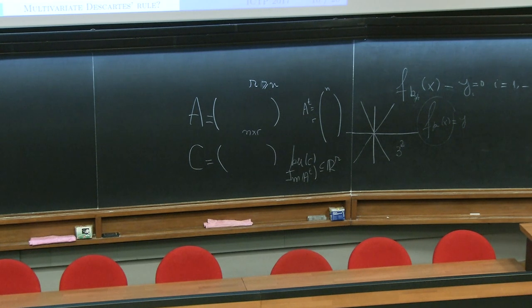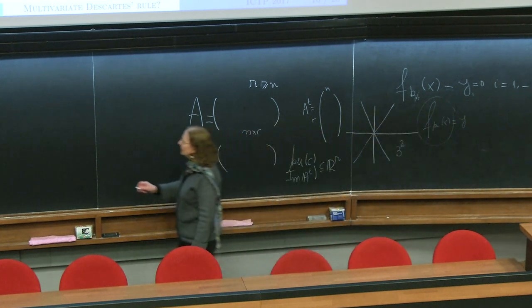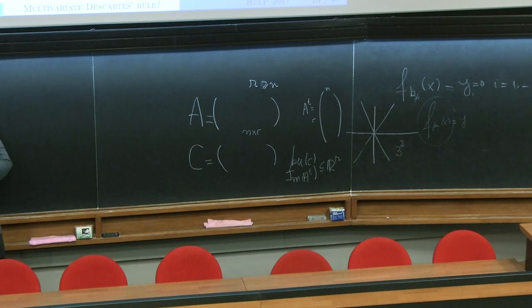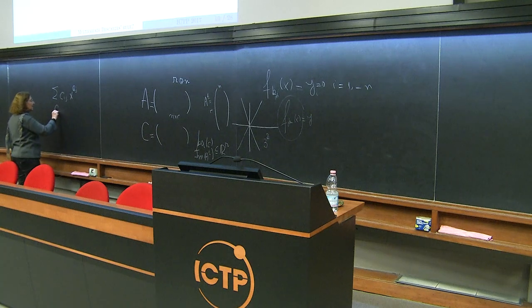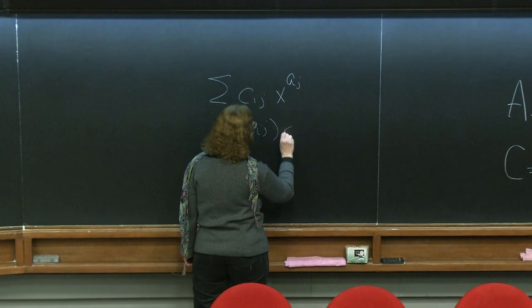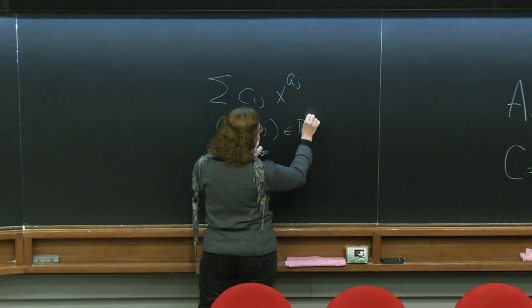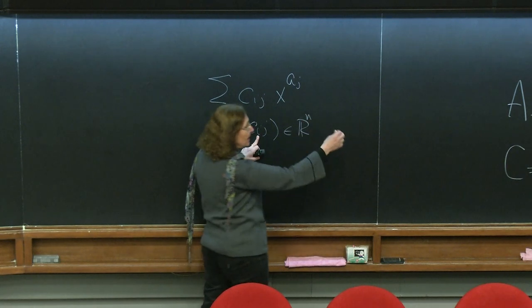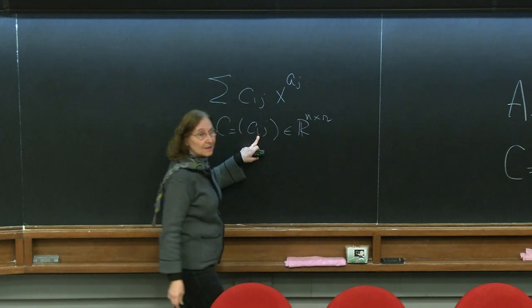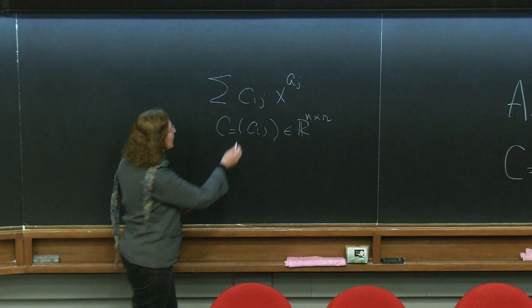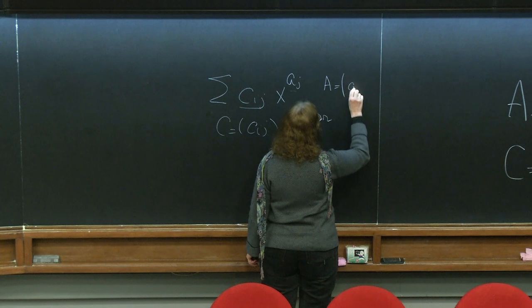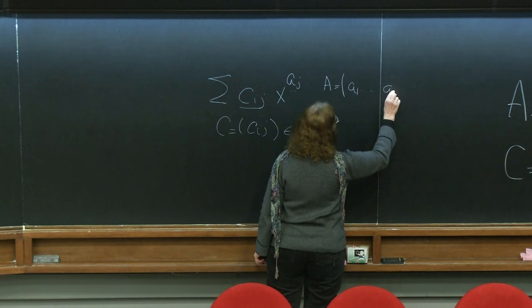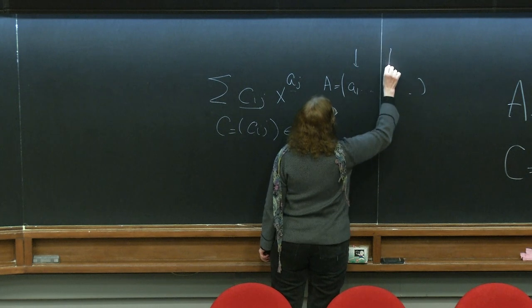The matrix C is a matrix of coefficients. Sorry, I didn't say it. We have our equations, which are c_ij x to the a_j. So C is the matrix of coefficients. i goes from 1 to n, the number of equations, and j is how many monomials you have. So I have this matrix, and the a_j are the columns of A. I put them as columns of A.